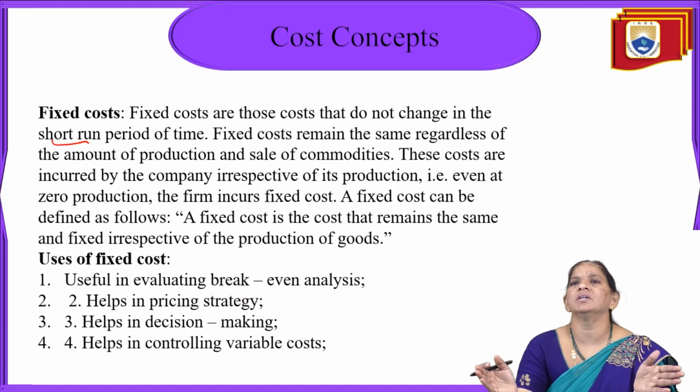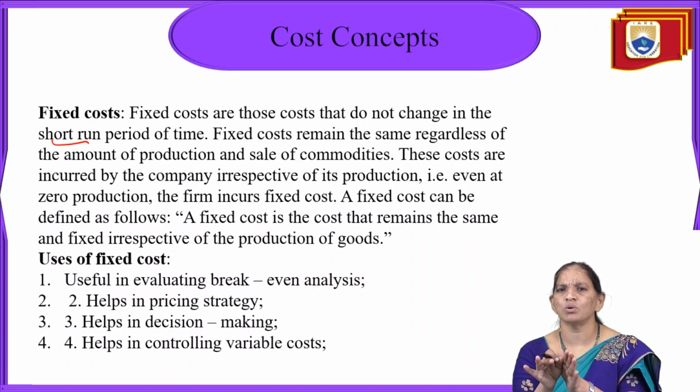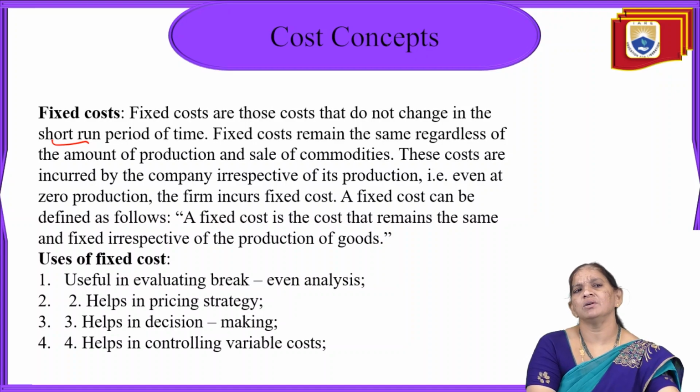It is given for a long period, and it will be fixed for any amount of production, meaning for all the goods that cost will be fixed, irrespective of the production. For example, one person staying in one room may pay 5,000 rent.